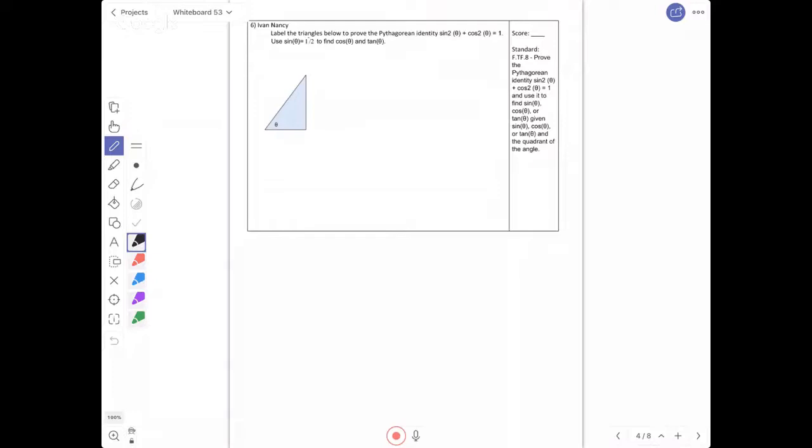So I can say, here's theta. If I make this 1, then this is the cosine of theta, and this is the sine of theta. So since a squared plus b squared equals c squared, that means that sine squared theta plus cosine squared theta must equal 1. QED. Cool.